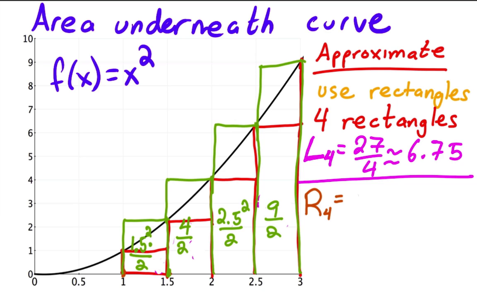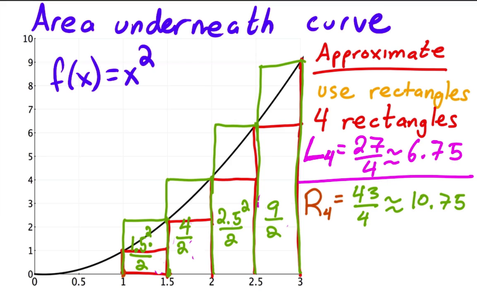And so when you add all of those together, you get 43/4, which is 10.75. So notice that these two are closer than what we had before.